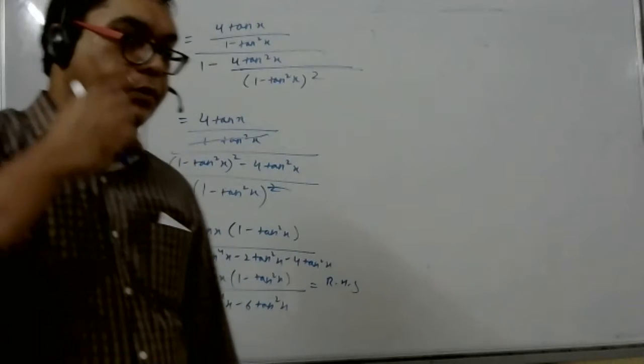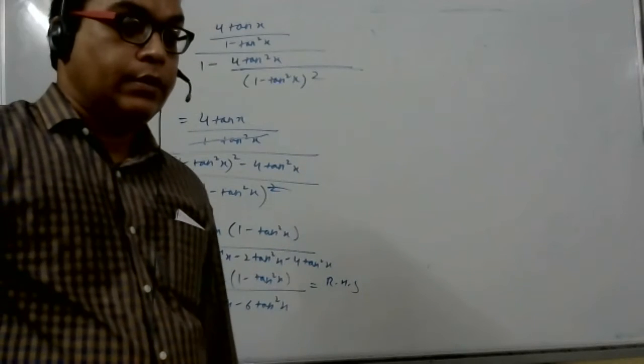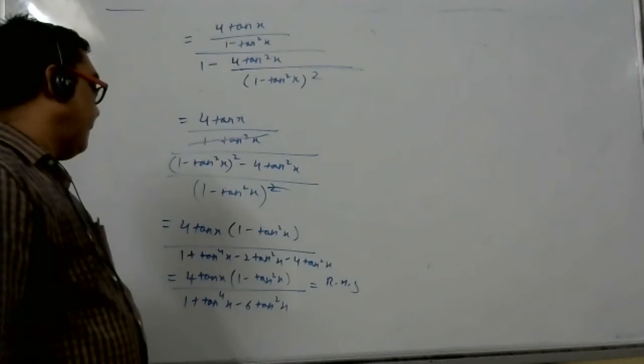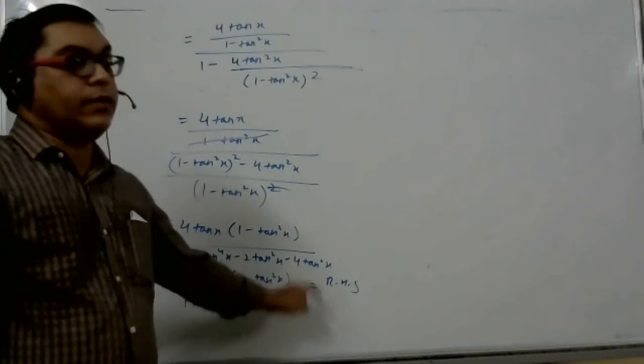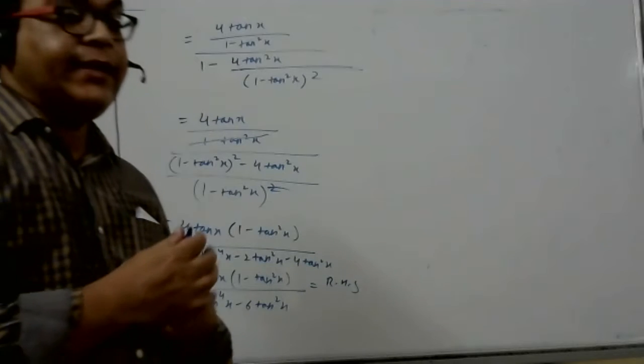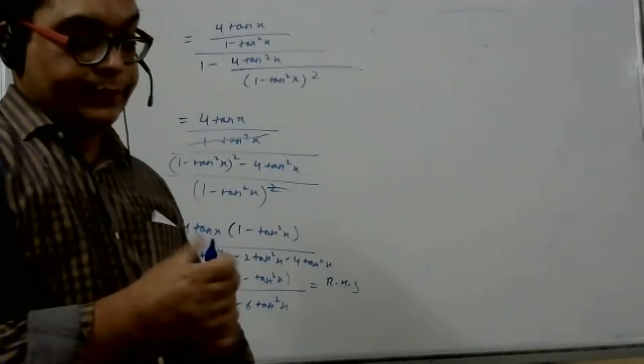Have you understood the sum? No? So how did you get 6 tan square x? Okay, sir. Understood, sir. Like terms we can add, na, student? Like terms. Can we add like terms? Yes, sir. Okay.